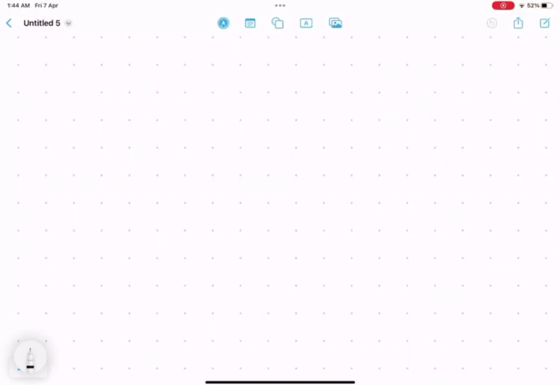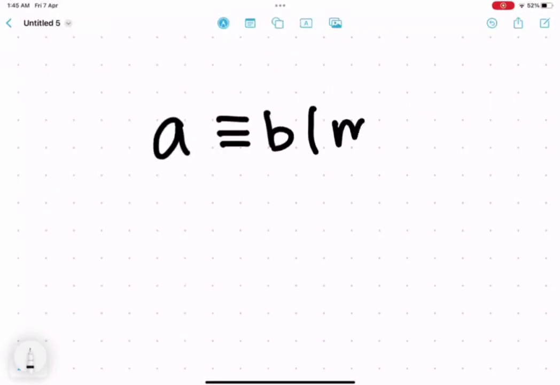Actually, this subject is relatively easy, but you might have problems with solving congruences. So, let's get started with modular arithmetic. Which structure might you usually see in modular arithmetic? a is equivalent to b modulo m.